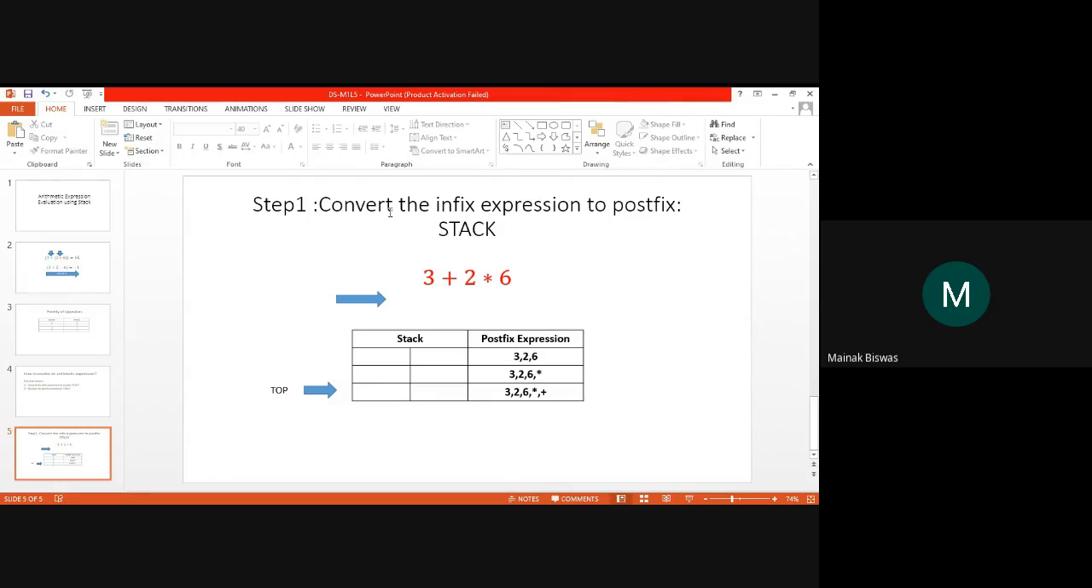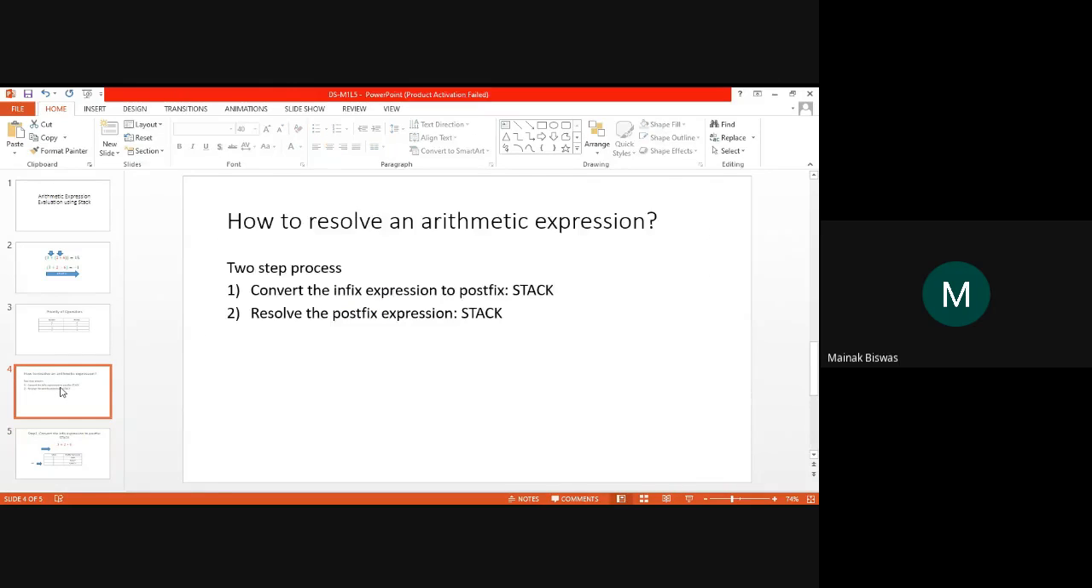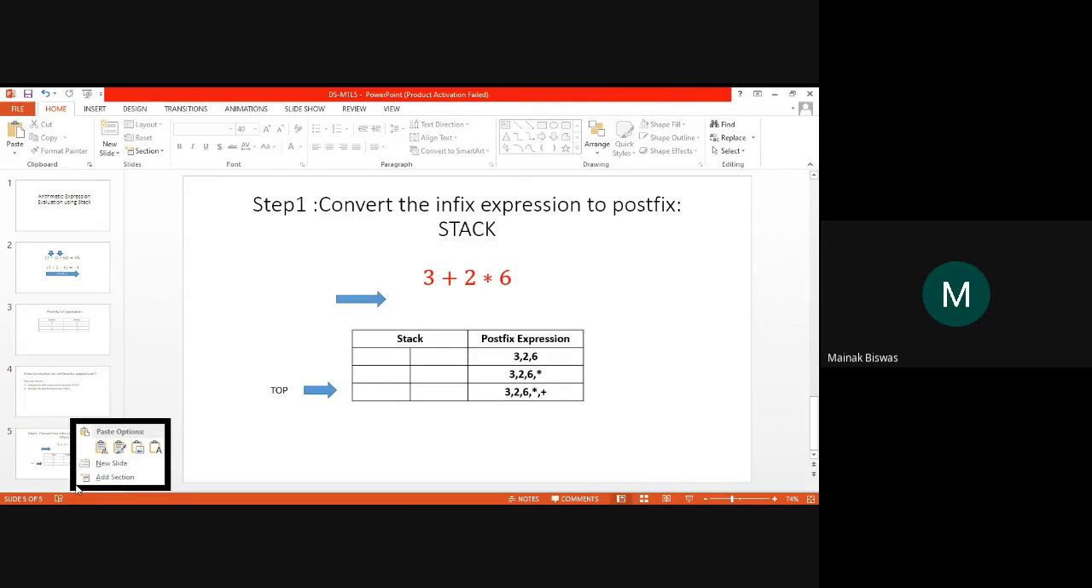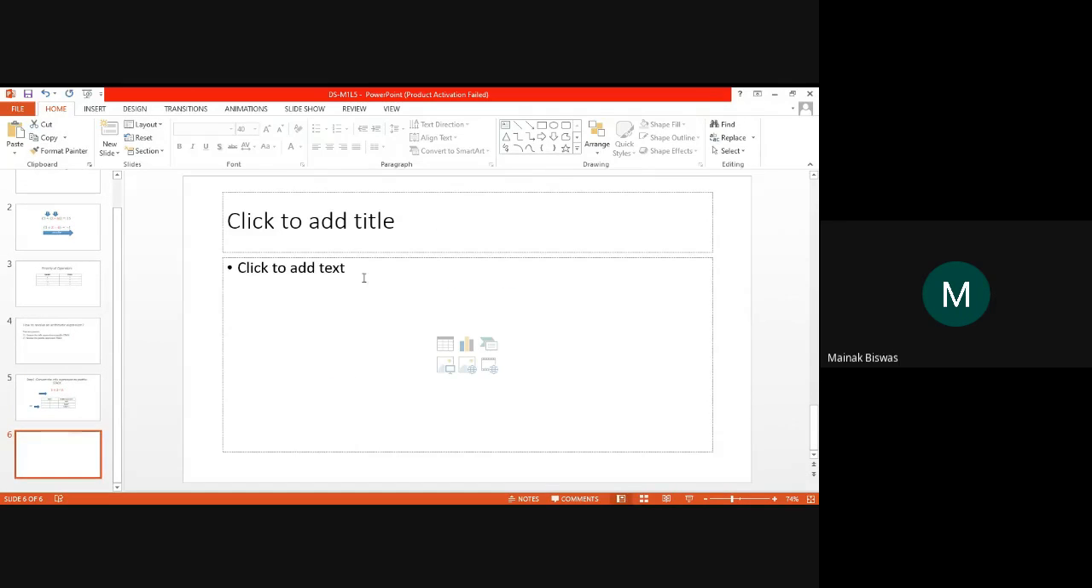Now what is step 2? We have to resolve this one. How to resolve the postfix expression? That is our step. So how to resolve a postfix expression? That is step 2.